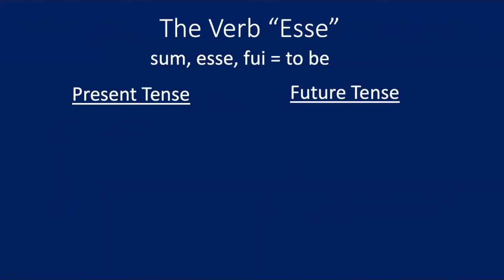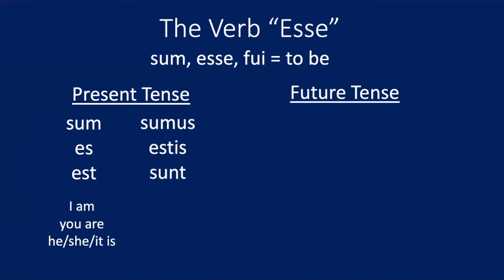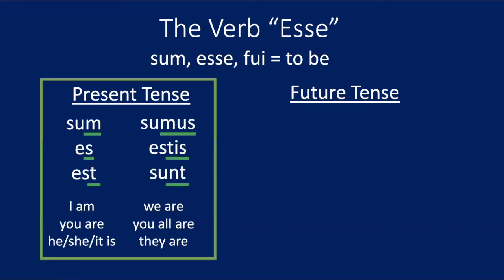Moving on to the verb esse. This is probably the most common verb in the language. So let's look at it in the present tense. Sum, es, est, which means I am, you are, and he, she, or it is. And in the plural, sumus, estis, sunt, we are, you all are, or they are. So you can see it does follow this pattern, M, S, T, mus, tis, nt, and it's really just the root that's irregular. And that is our big focus, esse in the present tense.